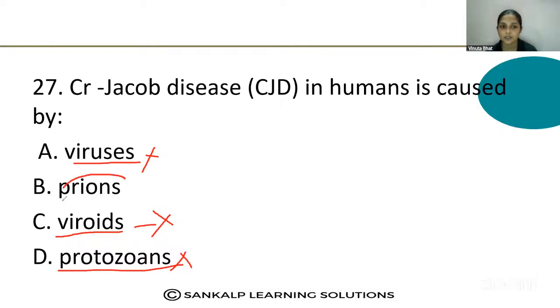The correct option is prions. So what is the meaning of prion? Prion is an incorrectly folded protein which does not contain any genetic material; it is the folded protein that causes the disease. So that is called CJD disease in humans and mad cow disease in the case of animals.